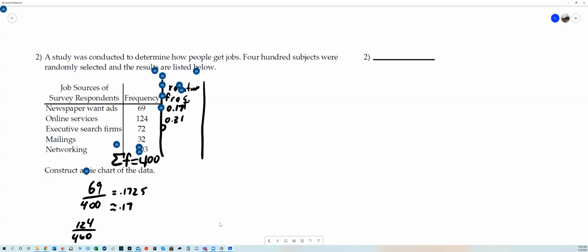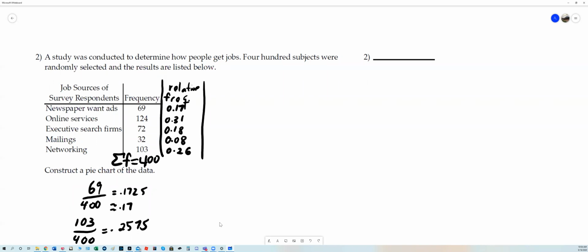Oh, sorry about that. I mean, 0.18. And you take 32 and divide it by 400, and you get 0.08. And you take 103 divided by 400, and you get, so 103 divided by 400 is equal to 0.2575, so it's 0.26.